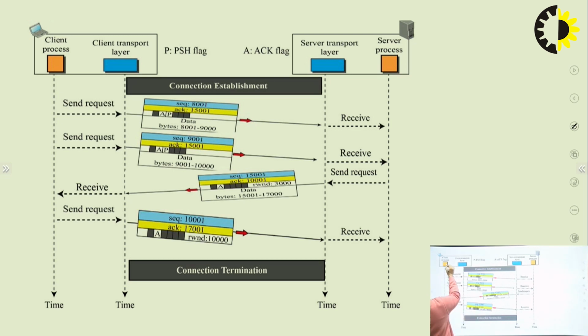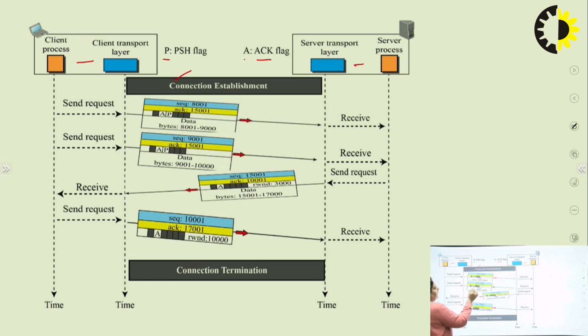See here. Here is a client process at the client transport layer, and here is a server at the server transport layer. The server uses A as the acknowledgement flag and the client uses P as the push flag. So first the connection is established, that is, the active open and passive open states have been done. Now the actual data is transferring.